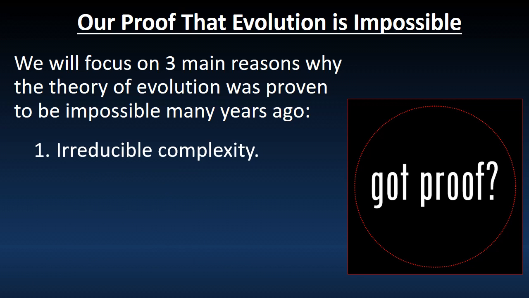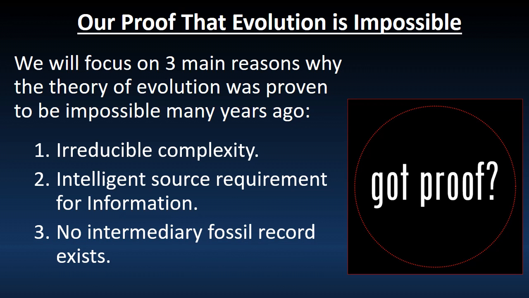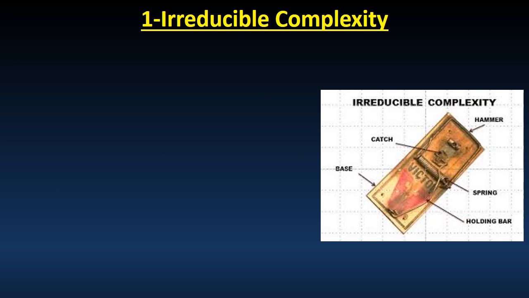So there's three things. The first thing is called irreducible complexity, and we'll talk about exactly what that is. The second thing is intelligent source requirement for information, so where information comes from. And the third thing is no intermediary fossil record exists. We'll explain what each of these are, and we'll get into some specifics. So the first thing, irreducible complexity.